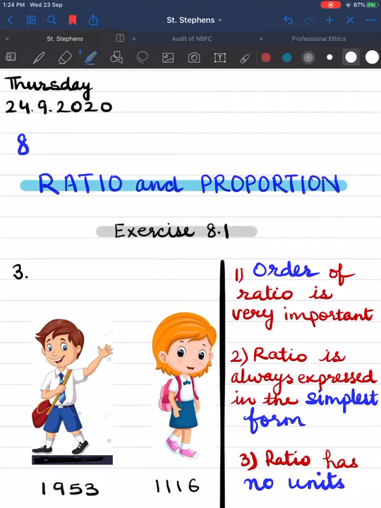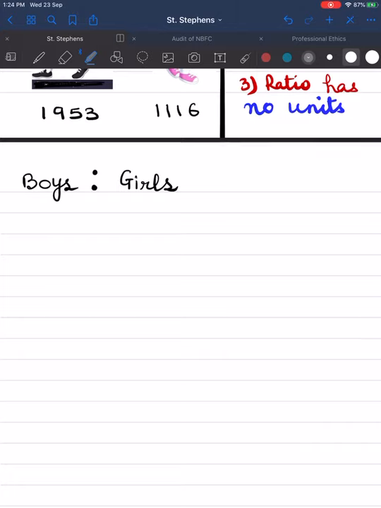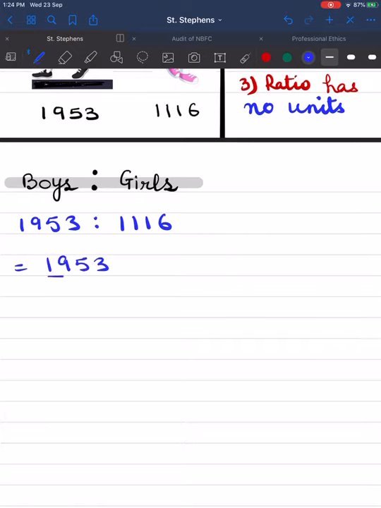Let's do question 3. The number of boys and girls in a school are 1953 and 1116 respectively. Find the ratio of number of boys to that of girls. Here we have to find out ratio of boys to girls. So it is 1953 is to 1116. Writing it as a division, we get 1953 upon 1116. Using divisibility rules, both numbers are divisible by 3.